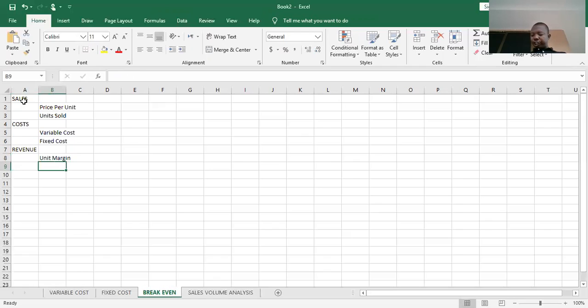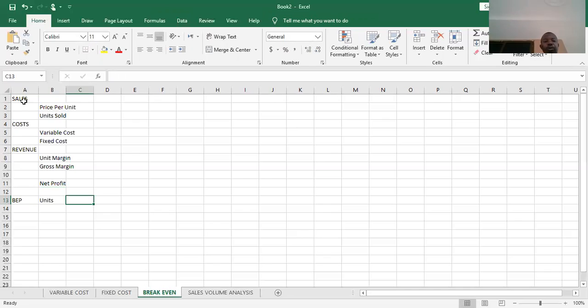The same as the contribution. I have my gross margin, the same as the total contribution. And I have my net profit here. That's a requirement from the question. Then I'll go and compute my break-even point. So break-even point in unit, right?